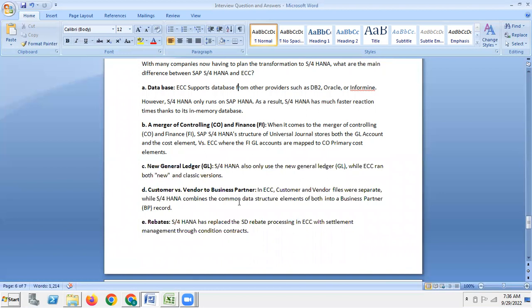C. New General Ledger. S/4HANA also only uses the New General Ledger, while ECC ran both new and classic versions. D. Customer versus vendor to business partner. In ECC, customer and vendor files were separate, while S/4HANA combines the common data structure elements of both into a business partner record. E. Rebates. S/4HANA has replaced the SD rebate processing in ECC with settlement management through condition contracts.